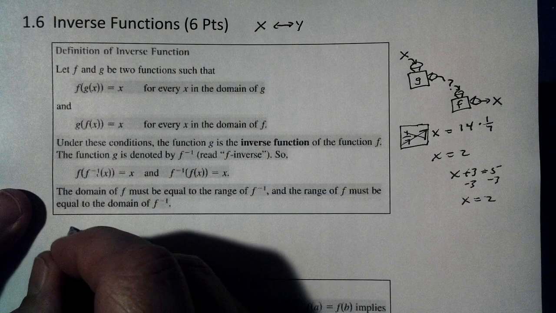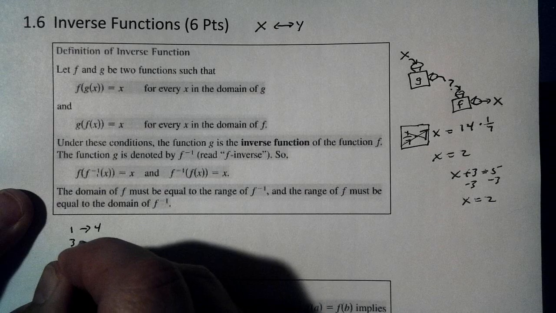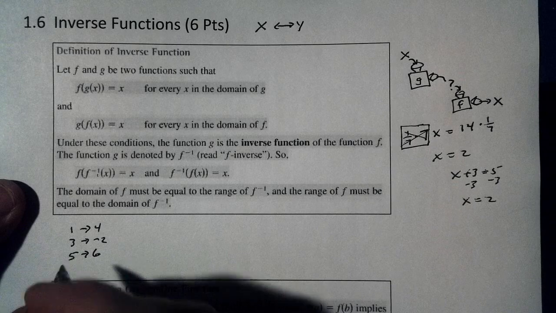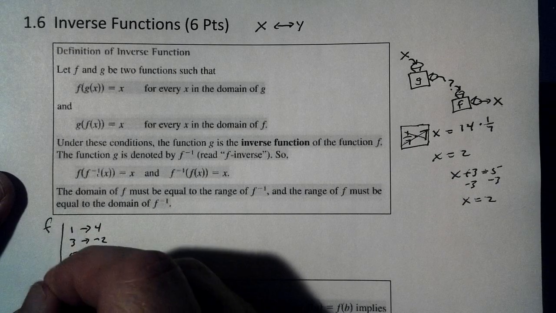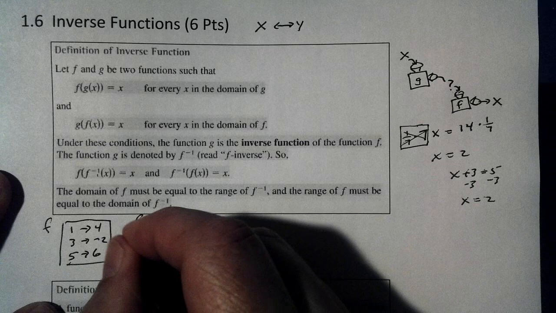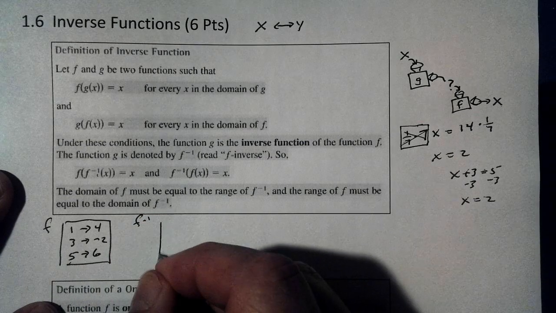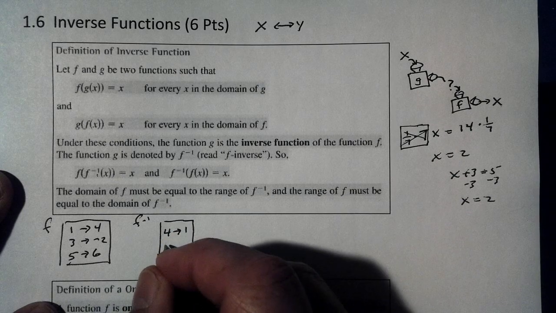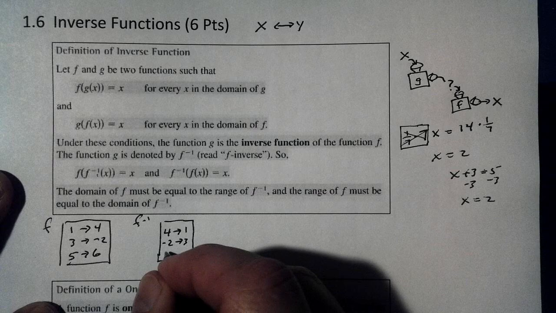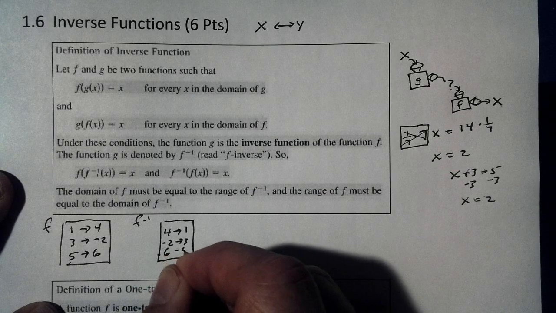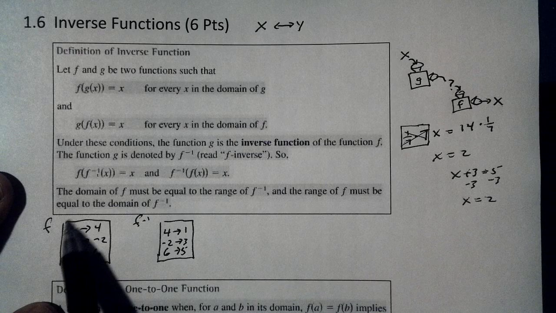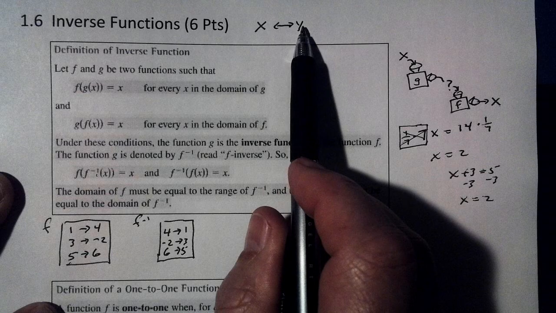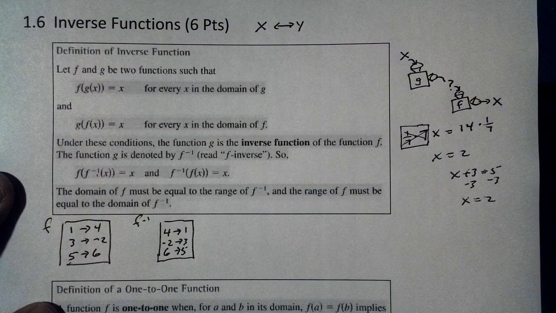If I have a function that turns 1's into 4's, and 3's into negative 2's, and 5's into 6's, let's say this is f right here, then f inverse would have to be a factory that turns 4's into 1's, negative 2's into 3's, and 6's into 5's. The domains become the ranges and the ranges become the domains, because that's just x's becoming y's and y's becoming x's.